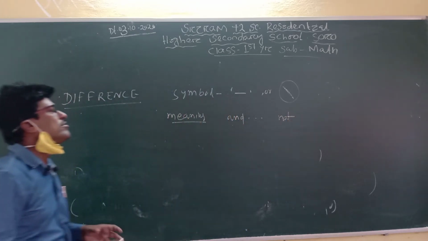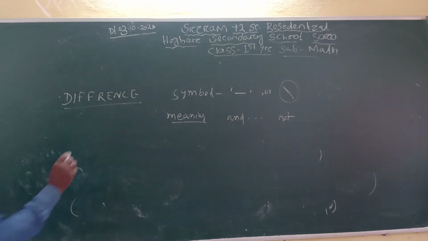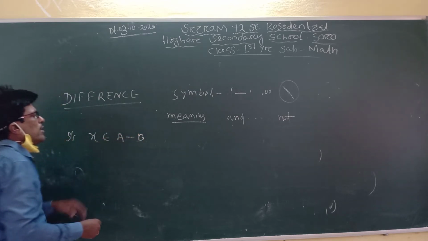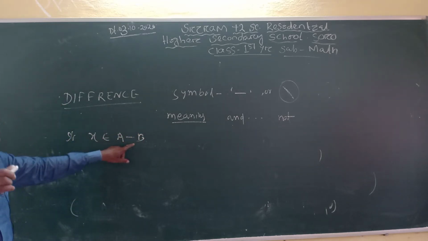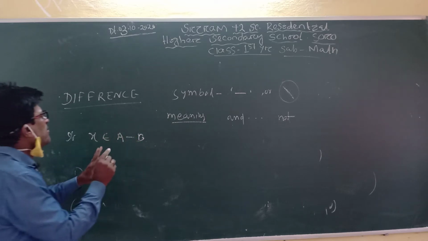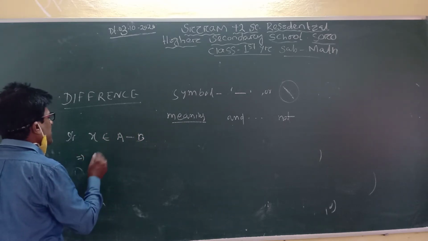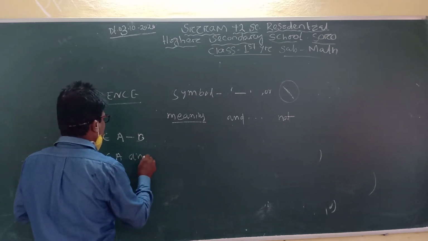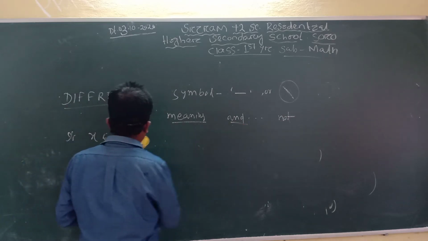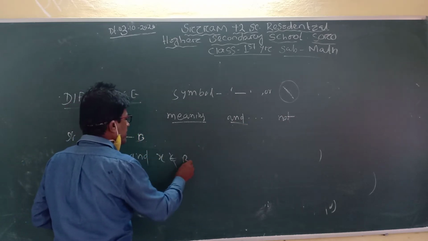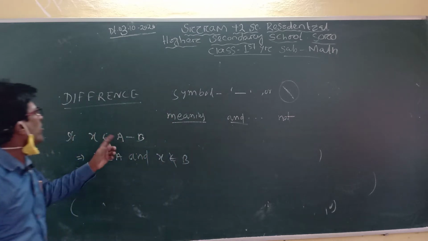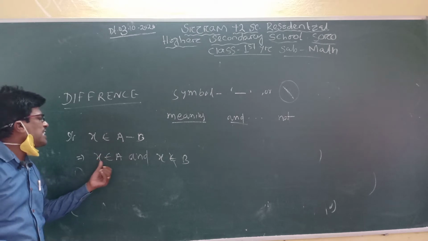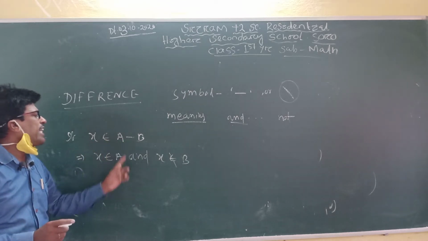And not means, for example, if x belongs to A difference B, we have written the same as x belongs to A and x does not belong to B. That is the meaning of A difference B, where x no doubt belongs to A, but x does not belong to B.